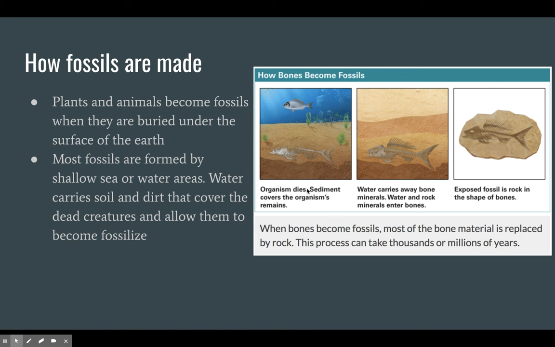Okay, so we can look at this picture here to get a better idea. It says the organism dies and sediment covers the organism's remains. The water will help move that sediment over the animal. The water then carries away the bone material. Water and rock materials enter the bone instead. So fossils are heavier than bones because they're filling up with the water and rock minerals. Then finally, the exposed fossil is in rock, in the shape of bones.